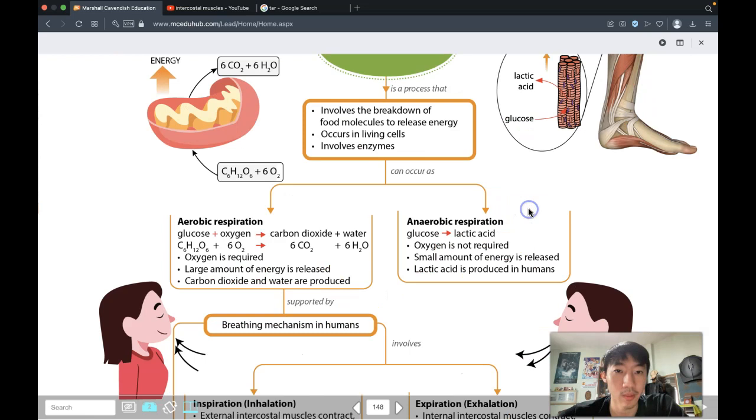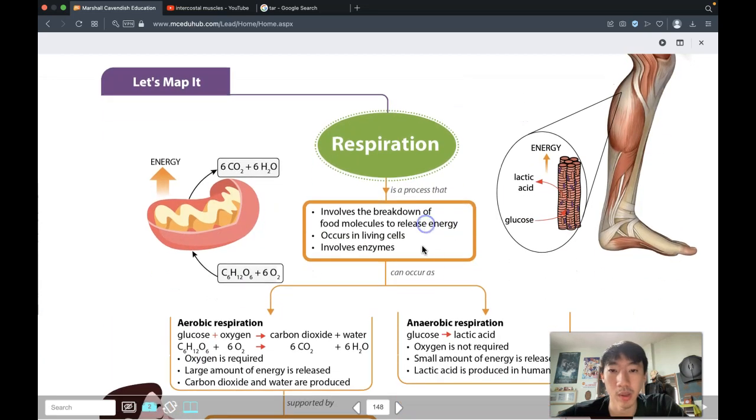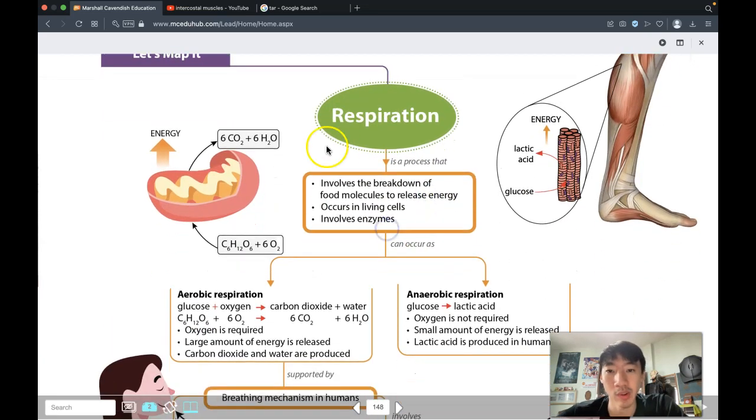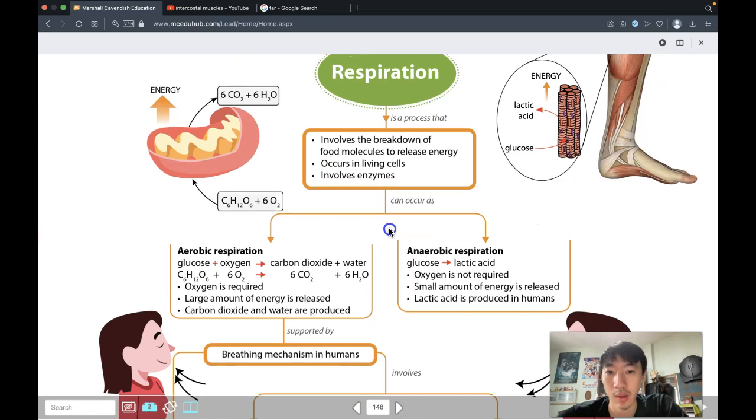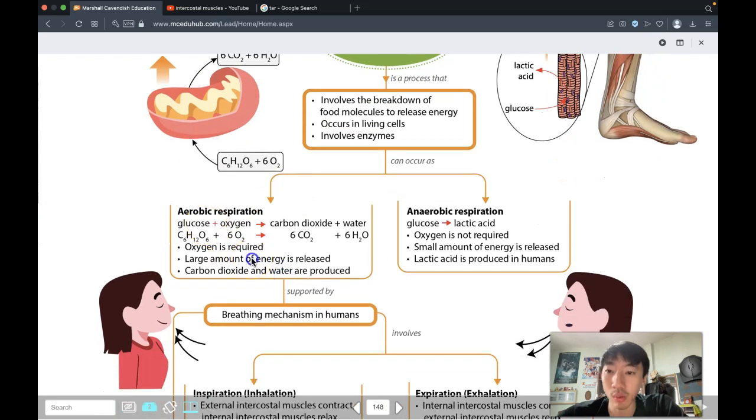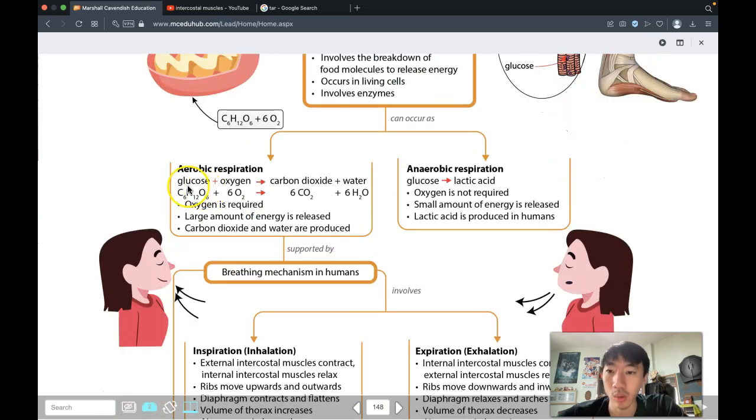Okay, so let's wrap up this chapter on respiration. What is respiration? Respiration involves the breakdown of food molecules to release energy. It occurs in living cells and involves enzymes. There are 2 types: aerobic respiration, where the equation is glucose plus oxygen gives carbon dioxide plus water plus a large amount of energy. Oxygen is required for this. Anaerobic respiration is glucose to lactic acid plus a small amount of energy.